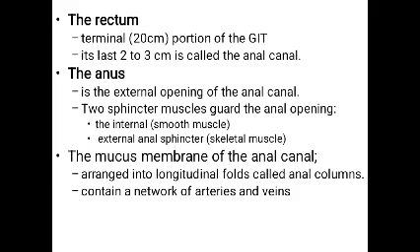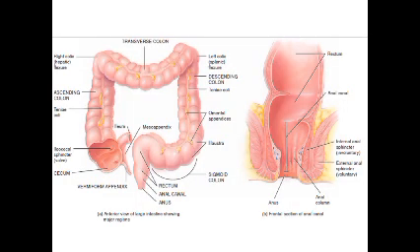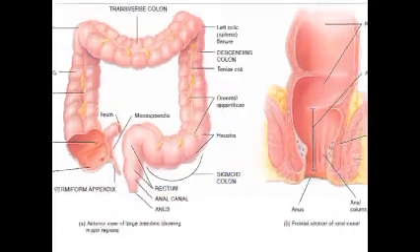Two sphincter muscles guard the anal opening. These are the internal anal sphincter, smooth muscle, and the external anal sphincter, skeletal muscle. The mucous membrane of the anal canal, arranged into longitudinal folds called anal columns, contains a network of arteries and veins. This is just the diagrams.